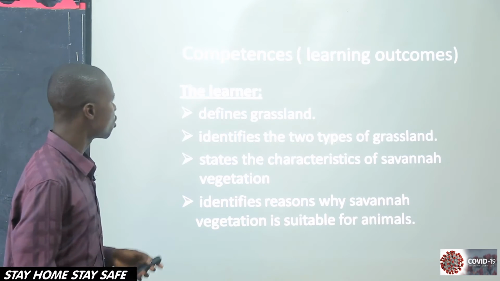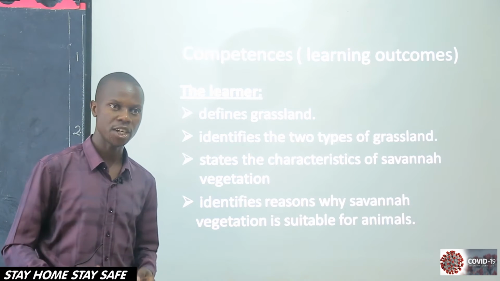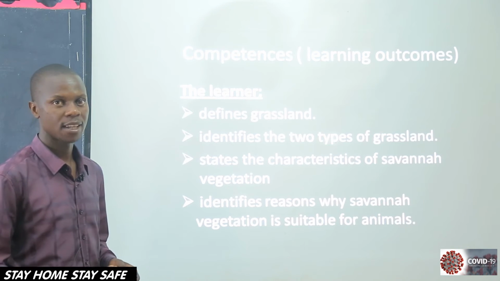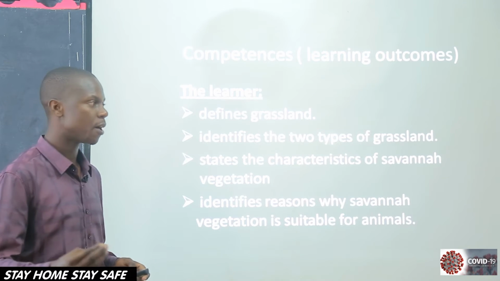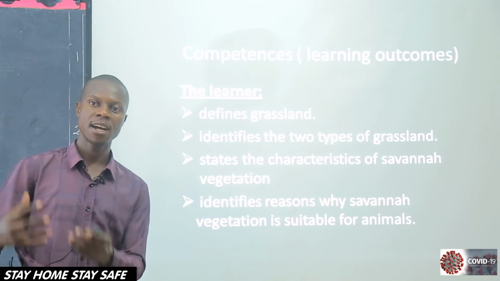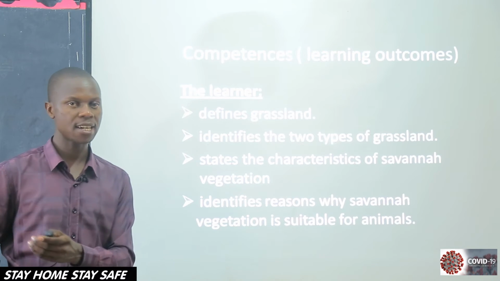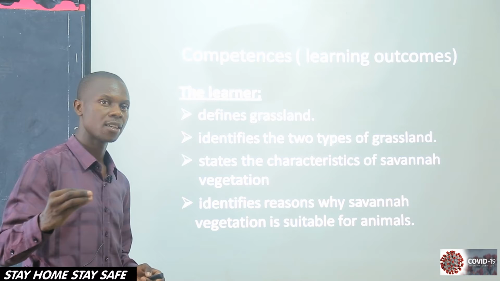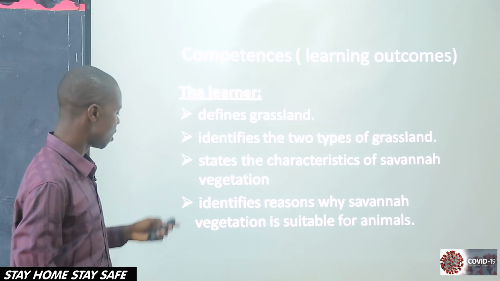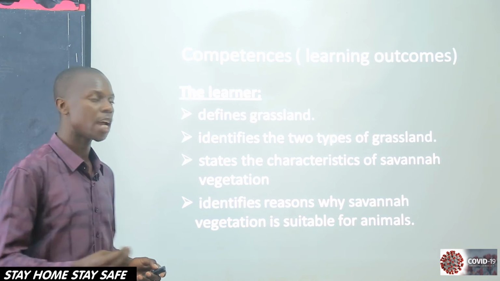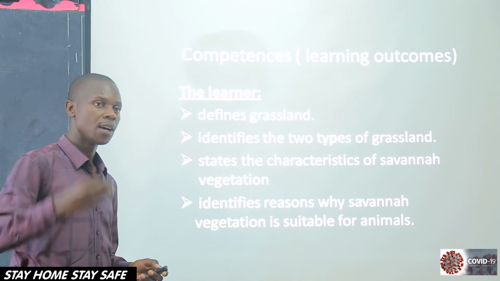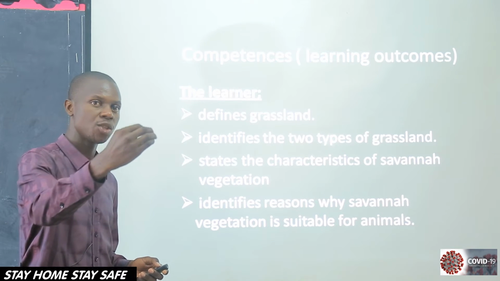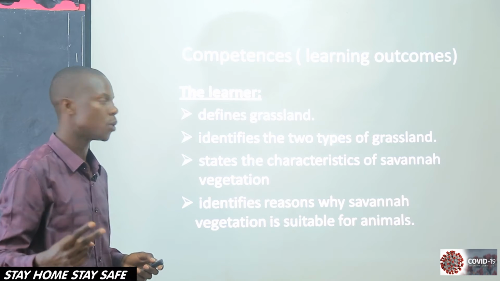And just like I told you, we shall be looking at savanna vegetation. So by the end of this lesson, I expect you to define grassland. Remember, this type of vegetation, we call it savanna vegetation or savanna grasslands or tropical grasslands. So we need to know, what does the word grassland mean? You have to know this by the end of this lesson. Then I also expect you to identify the two types of grassland. In other words, what are the two types of savanna vegetation? Because savanna vegetation is further divided into two types.